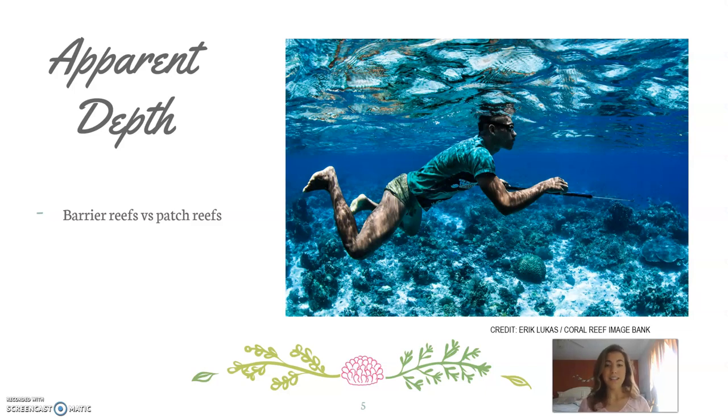Here we can see a different example of depth. This individual is swimming over what's called a patch reef, which is in contrast to the barrier reef, which we saw in the slide before. There's still a bit of depth here, but it's obviously much less than the previous image, and you can see that different types of reefs exist in different types of water.